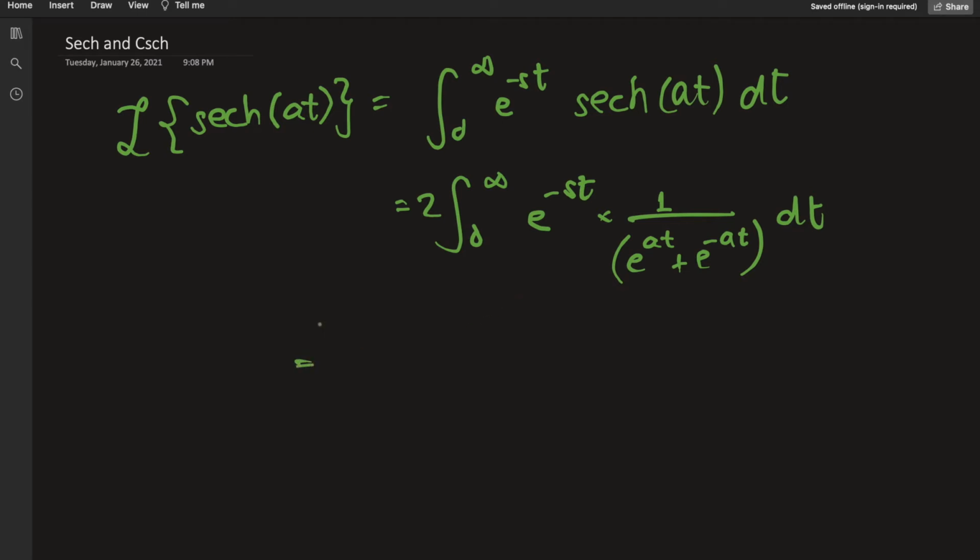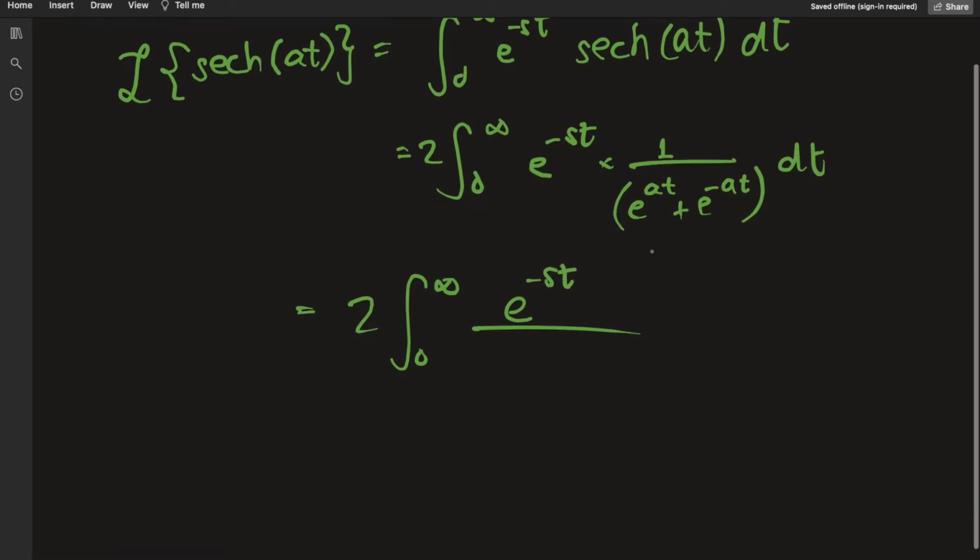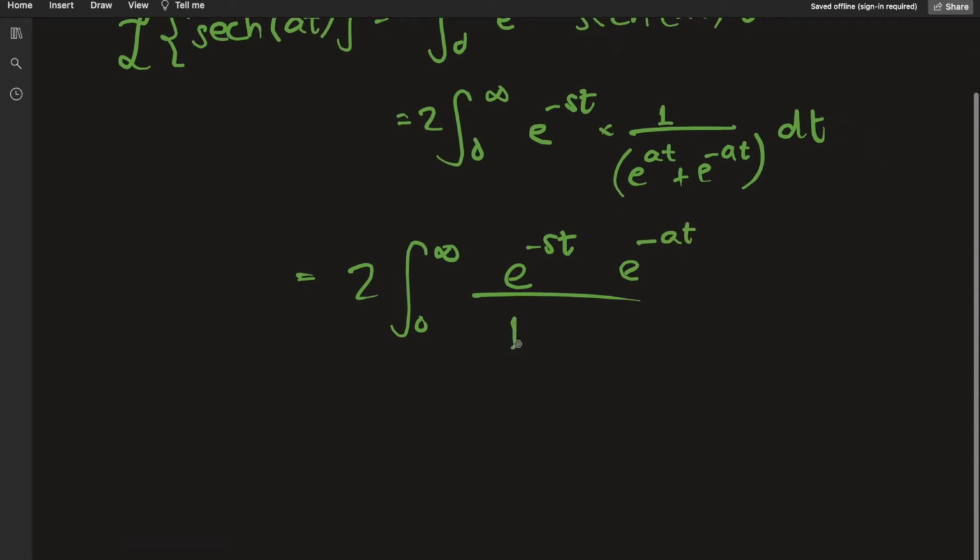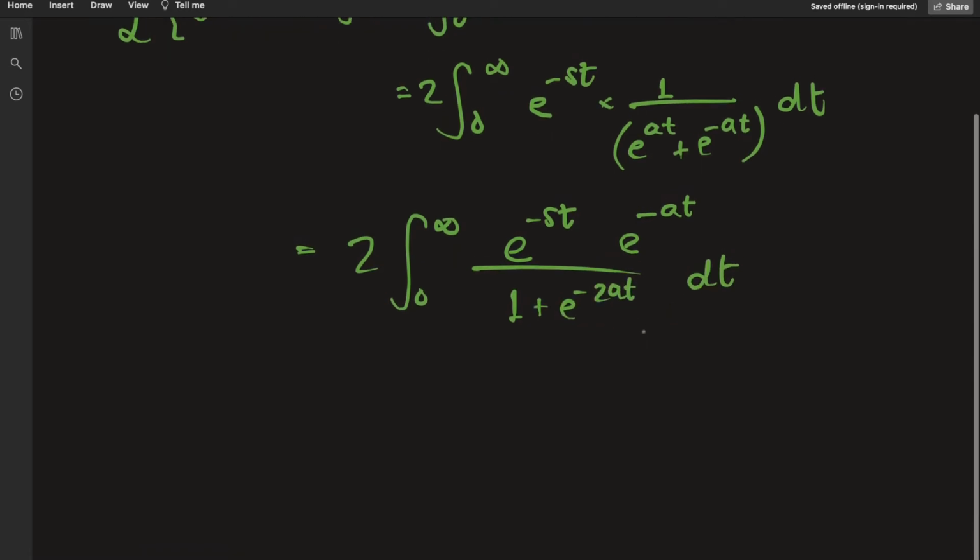Now what we can actually do is have the 2 over here, integral 0 to infinity e raised to negative st, have negative powers everywhere, so we divide by e raised to at in the numerator and denominator, so we get a negative power on top, and in the denominator we have 1 plus e raised to negative 2at dt.